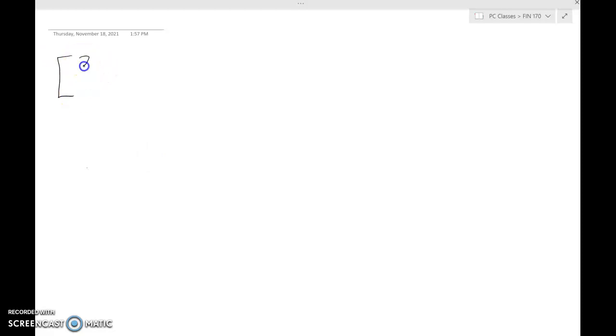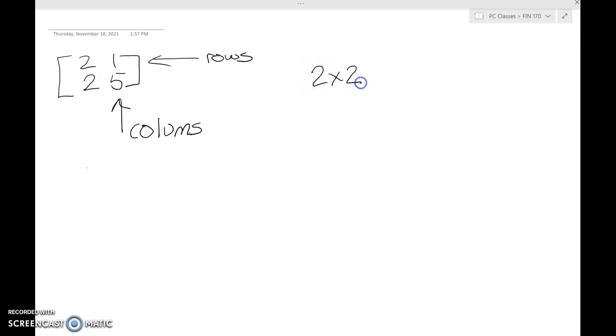So a matrix would be something, let's look at a simple 2x2 matrix. It would look something like this. So all matrices are made up of two things. One are rows and the other are columns. And so basically when you talk about a matrix, you would talk about the number of rows times the number of columns. So in this case, this is what we would call a 2x2 matrix. And it has two rows and two columns.